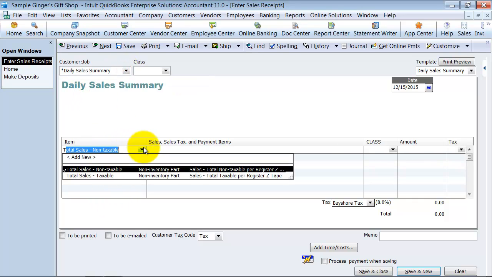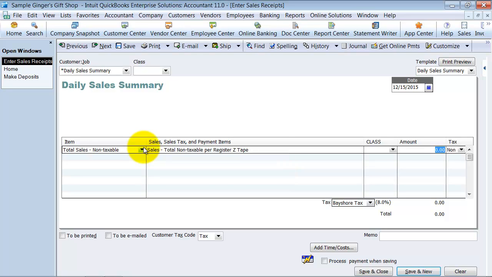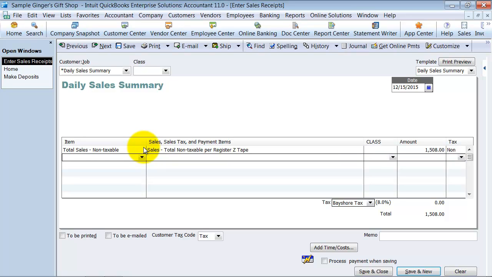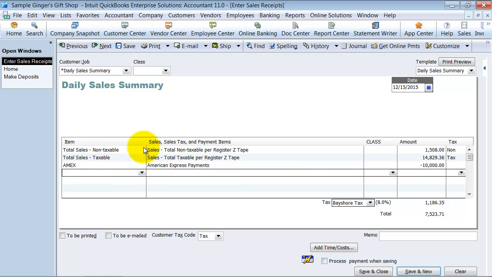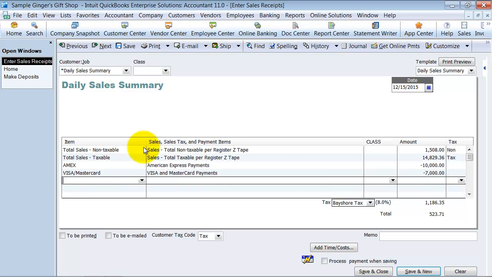We have our total non-taxable sales of 1508. We have our total taxable sales of 14,829.36. Okay, then we have our Amex payment of $10,000, and we have our MasterCard and Visa payment of $7,000, and then we have our cash payment here of, let's say, $550.